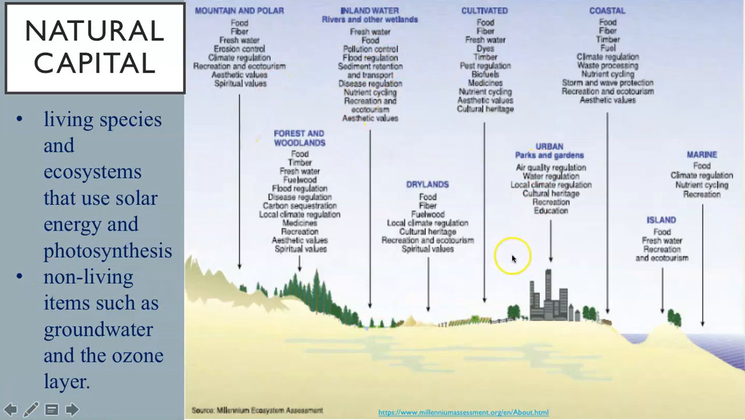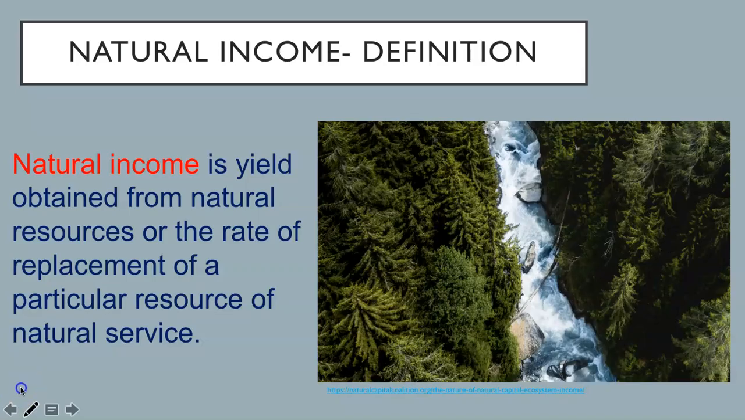This diagram is from the Millennium Ecosystem Report and outlines various sources of natural capital and the goods and services they provide. Stop the movie and study this slide. Renewable natural capital includes living species and ecosystems that use solar energy and photosynthesis, and also non-living items such as groundwater and the ozone layer. Natural income is a yield obtained from natural resources, or the rate of replacement of a particular resource or natural service. This is related to the maximum sustainable yield of a particular resource.